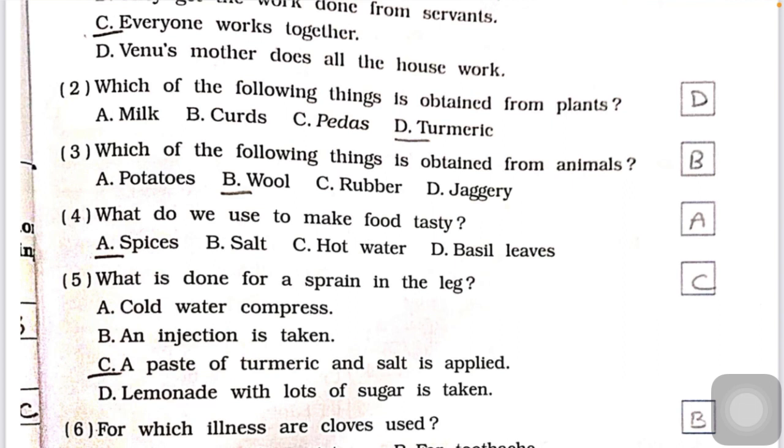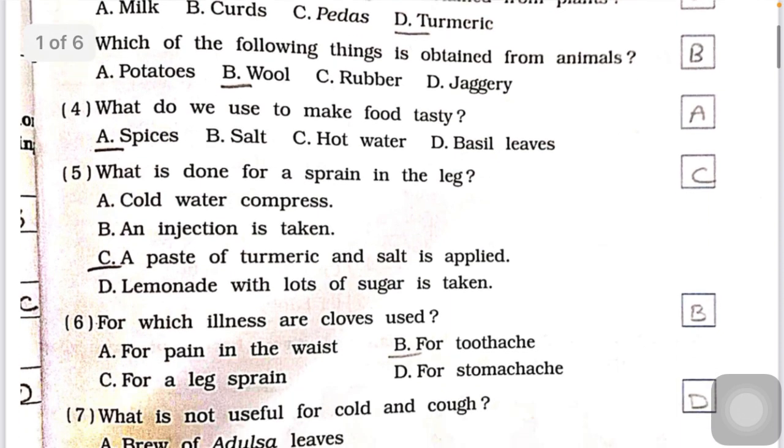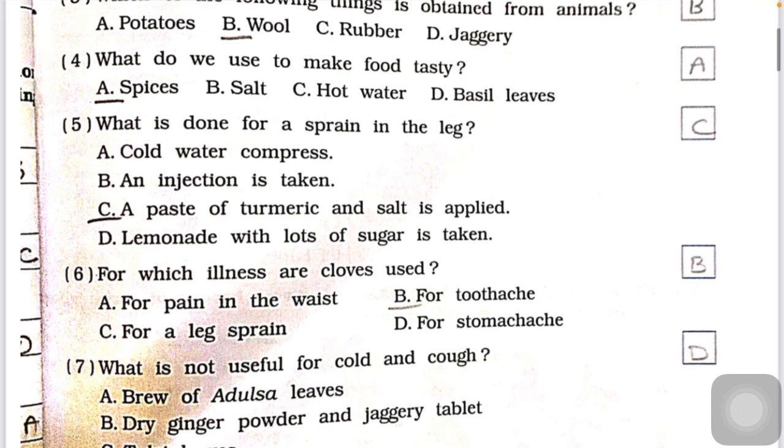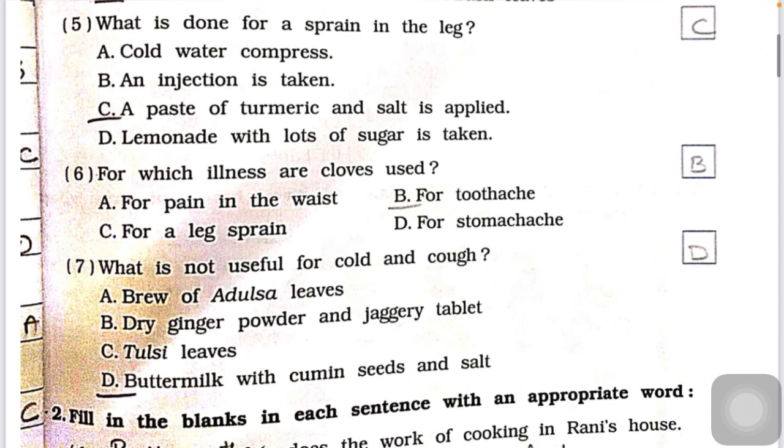And what do we use to make food tasty? Spices, that means masala, different types of masala that we use for preparing vegetables. So option number A. What is done for a sprain in the leg? When a sprain happens, when we get a sprain in the leg, what do we use? A paste of turmeric and salt is applied on that part. So option number C. For which illness are cloves used? So we can say for toothache. Clove means जो long होता है ना, that is called a clove.